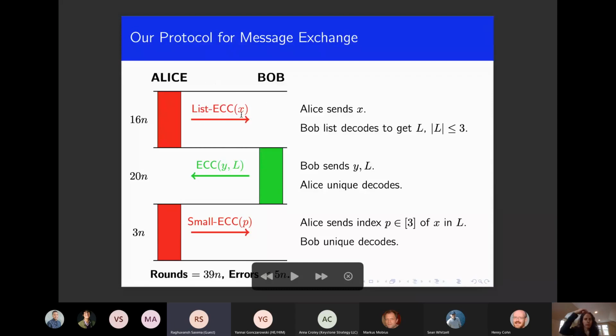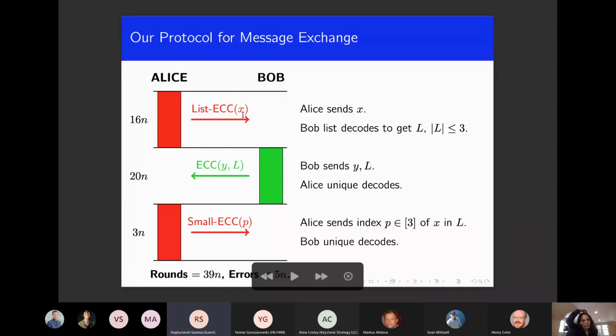I need to talk about the parameters you have. But let's see what they are. So there are 3 stages. The first stage has 16n rounds. And in this stage, Alice sends her input x. Oh, sorry, one more thing. This n is now the length of the input times a constant factor. And this just means that the communication overhead is only a constant factor because you at least have to send your input.